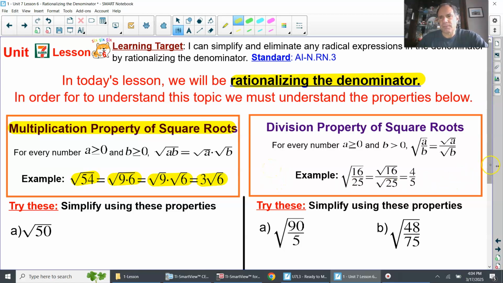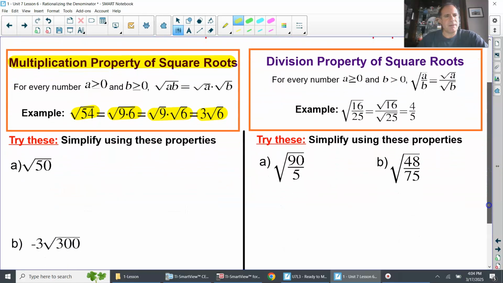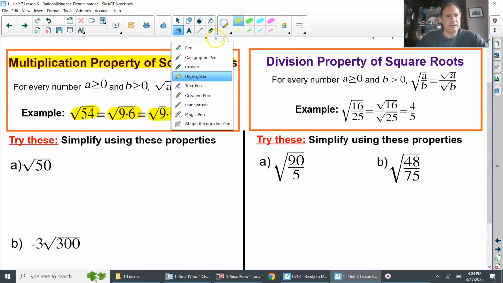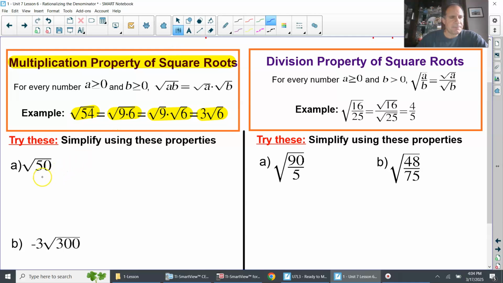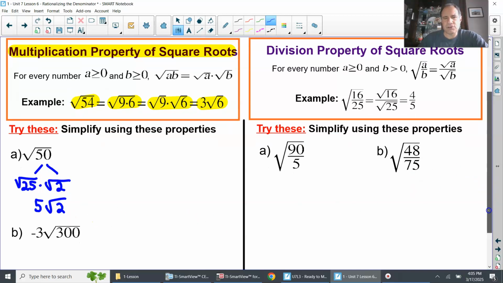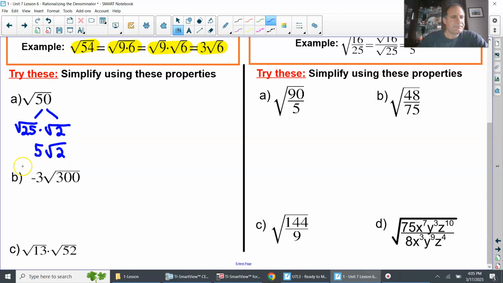Before I go on to the other property, I'm just going to simplify the square root of 50. Square root of 50, again, is a perfect square times a non-perfect square. So that means 25 is the largest perfect square that goes into 50, times 2. And we can have 5 radical 2 because the square root of 25 is 5 and the square root of 2 is a non-perfect square.